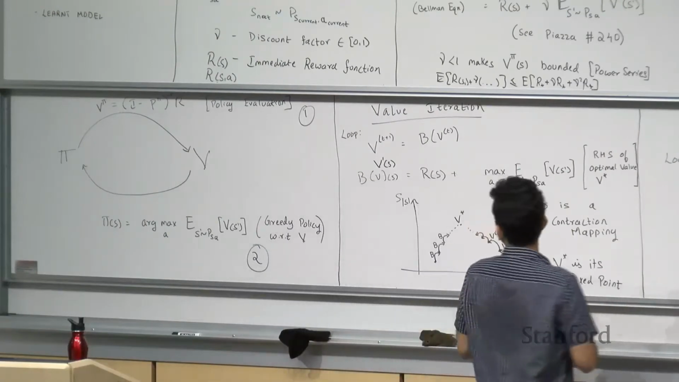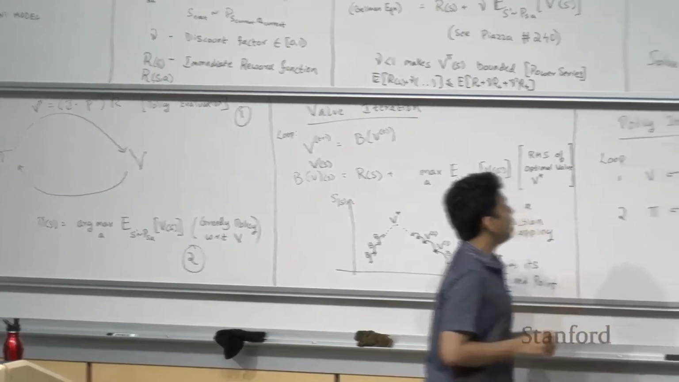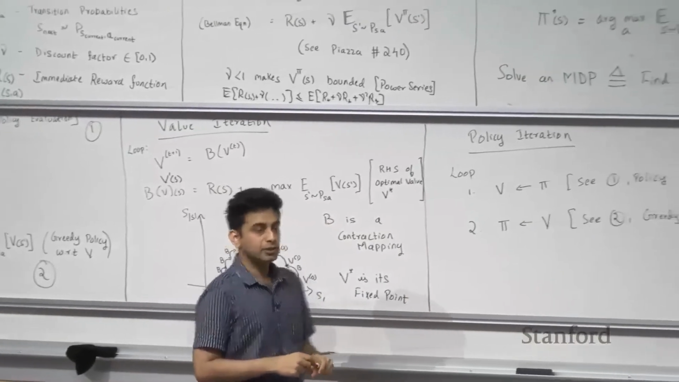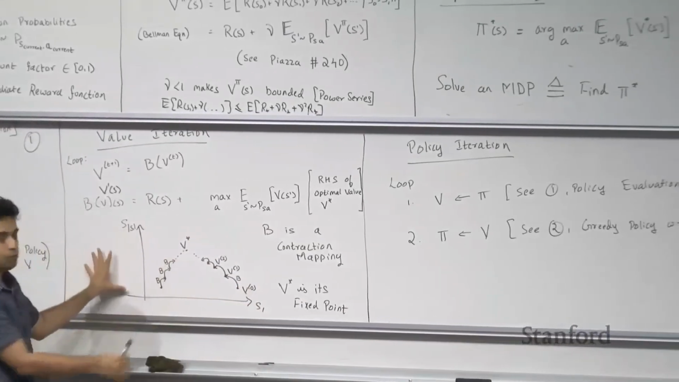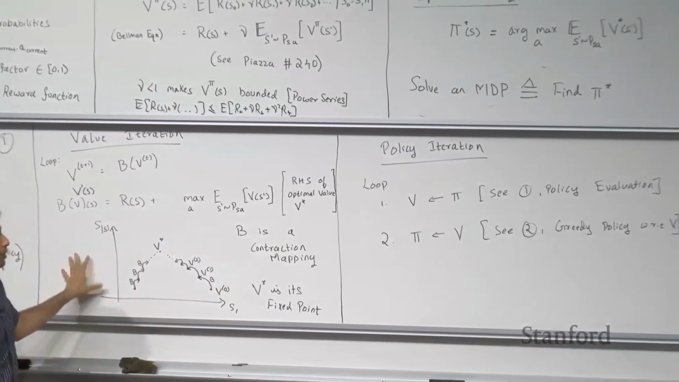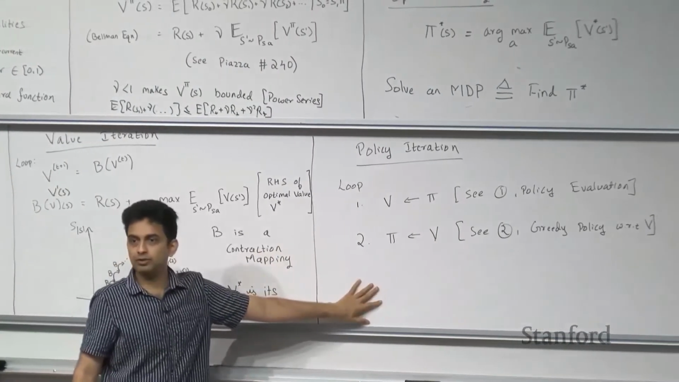And then we saw this other algorithm called policy iteration. So value iteration is one possible algorithm for solving an MDP, and policy iteration is another algorithm for solving an MDP.